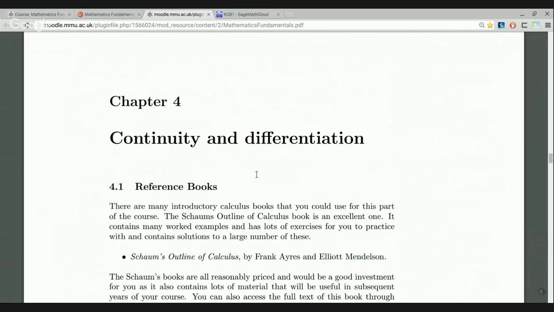Then I've also got a second term topic as an introduction to group theory, and that will occupy us for the last few weeks in term 2.